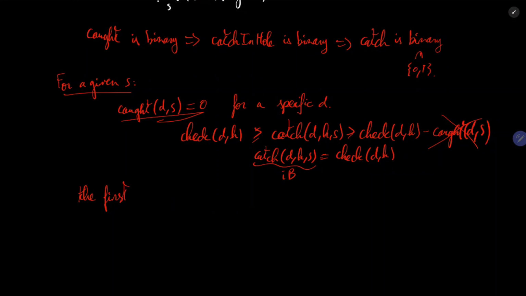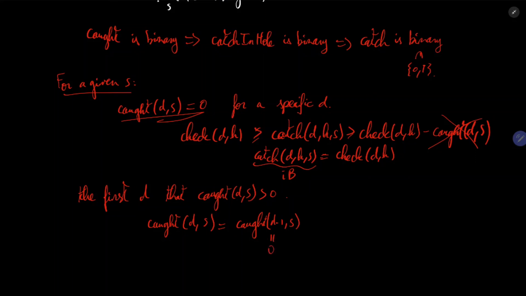And what's going to happen is that on the first day that cut DS will be strictly greater than 0, thanks to the equation that we have seen above, we have cut DS equal to cut D minus 1 S, which is equal to 0 because it's the previous day, plus catch in all, that is nothing different than the sum over H of catch D minus 1 HS. Because cut is equal to 0 in the previous day, it is implicitly binary, and this implies that catch in those previous days is also implicitly binary.